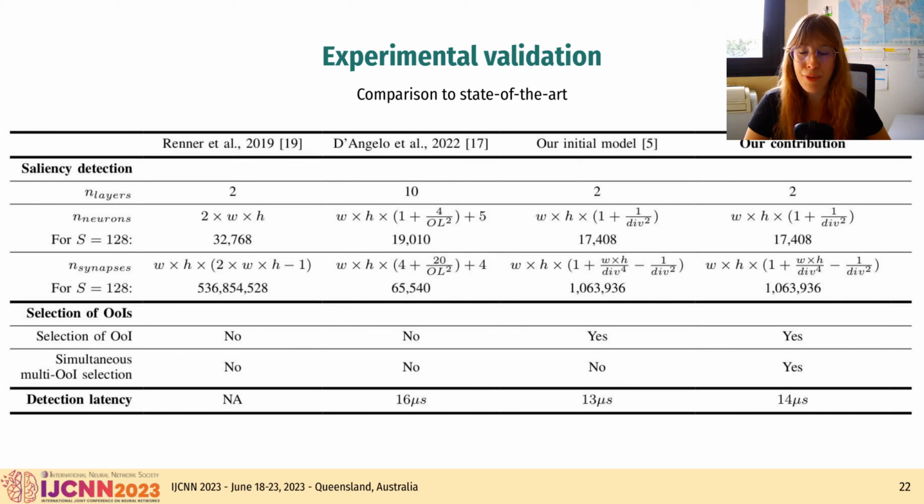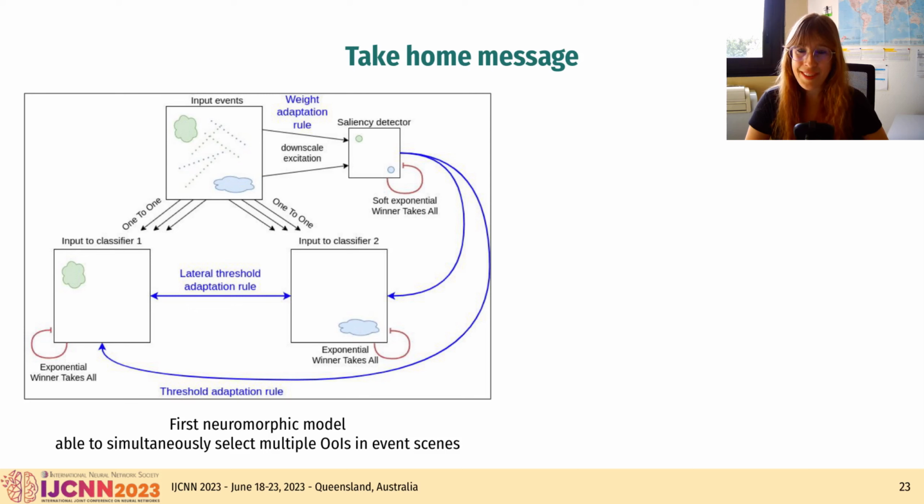With our initial model from 2022 and our current contribution, we managed to select objects of interest, and additionally, in our current contribution, we propose a model that is able to select multiple objects of interest simultaneously, and to the best of our knowledge, we are the only people that do that. All in all, as I said previously, we are the first neuromorphic model able to simultaneously select multiple objects of interest in an event scene. Even though, as I told you, we still require additional hyperparameterization phases in order to optimize our model, this is all in all quite promising.